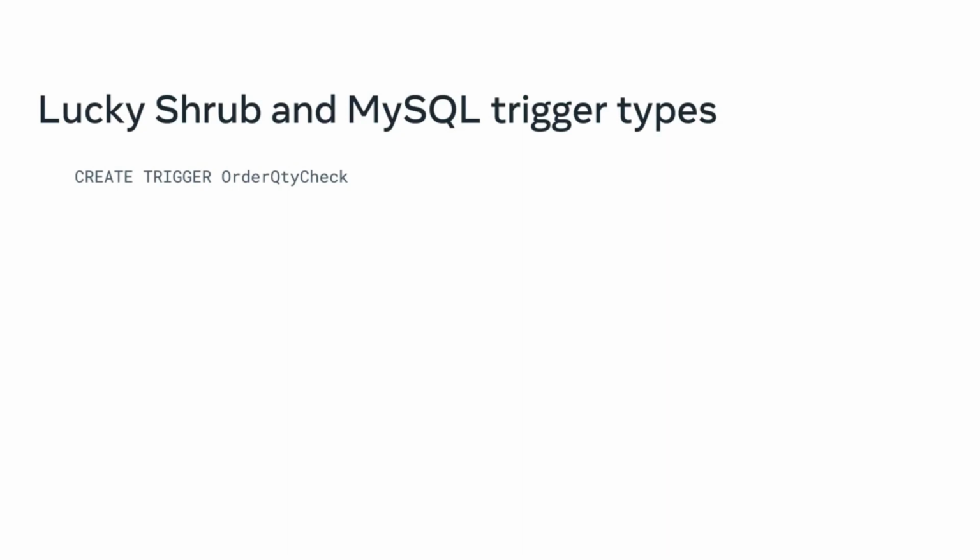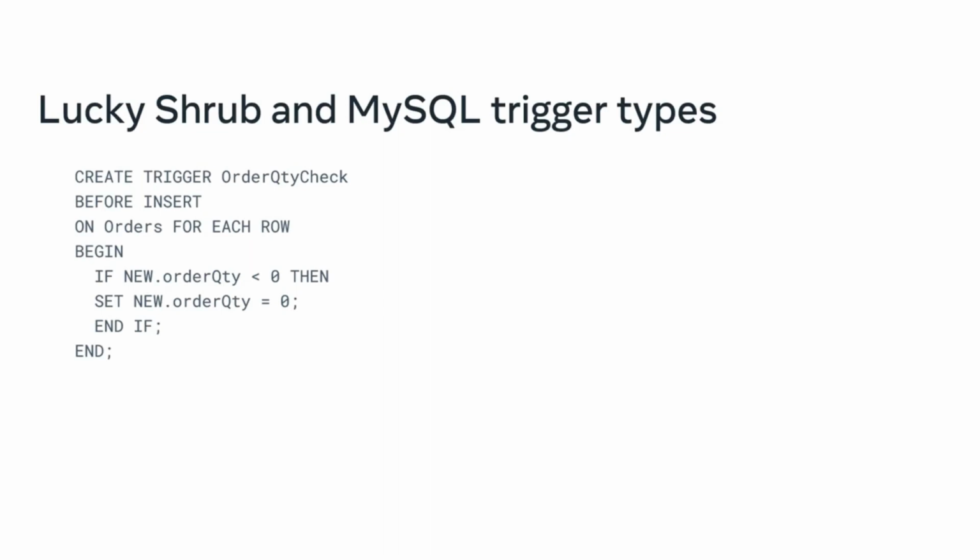Let's look to Lucky Shrub for an example. They want to impose a new constraint on their orders table. This new rule must state that no minus values can be inserted in the table's order quantity field. So Lucky Shrub can begin with the create trigger command. They can then name the trigger order quantity check. Next, they add the modifier and keyword before insert. Then they assign the trigger to the orders table and make sure it applies to each row. Finally, they create the trigger logic within begin and end statements. The logic states that if the table encounters an order with a value of less than 0, then it must set the value to 0 by default.